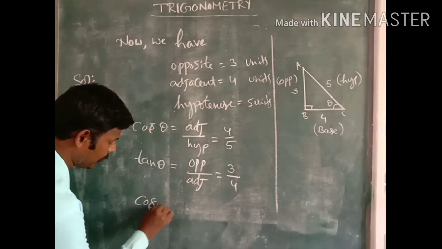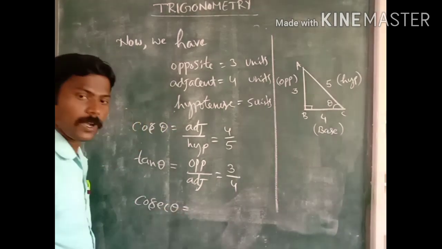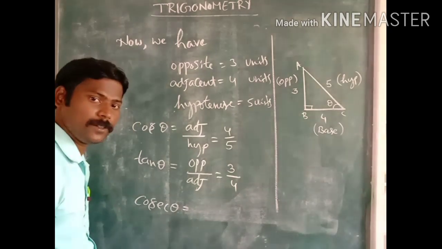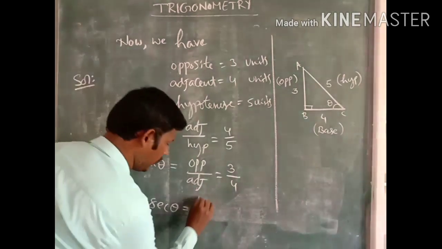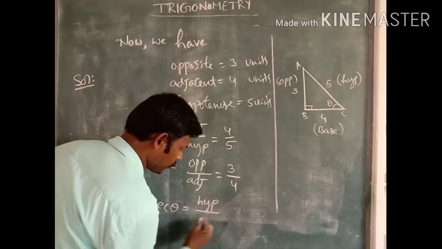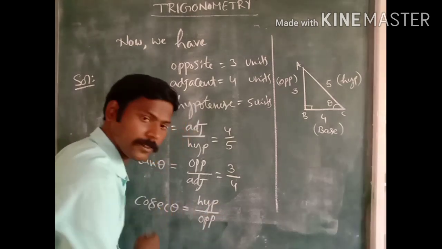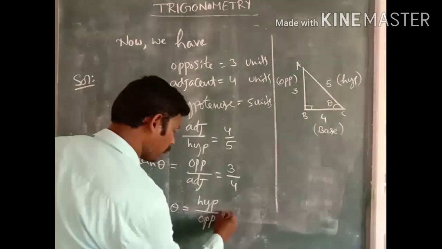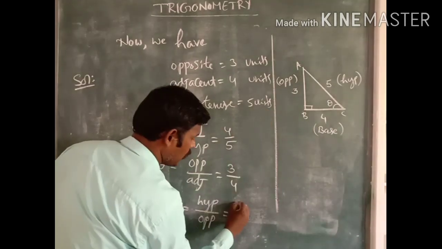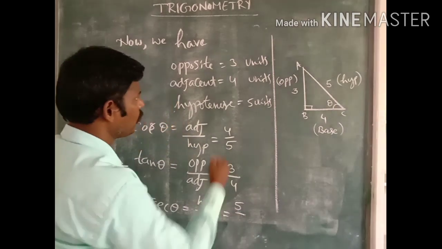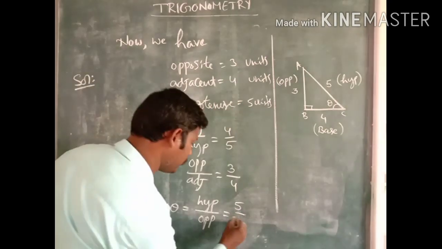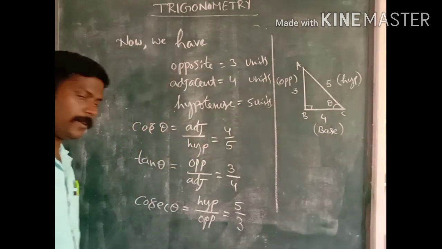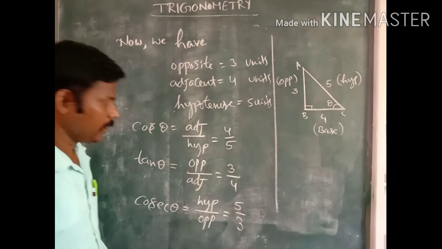Next, cosecant theta. What is the definition of cosecant theta? Cosecant theta is nothing but hypotenuse by opposite, or otherwise reciprocal of sin theta. So it is equal to hypotenuse 5 by, what is the opposite side value, children? 3. 5 by 3. Okay.